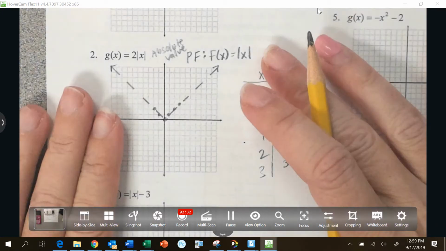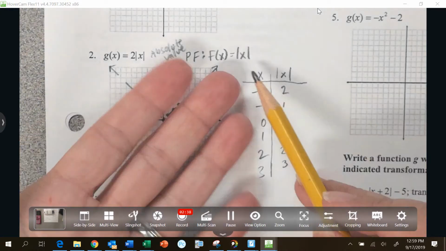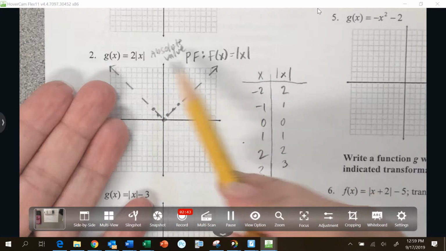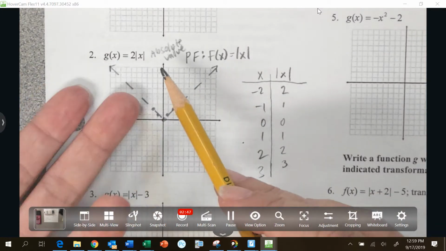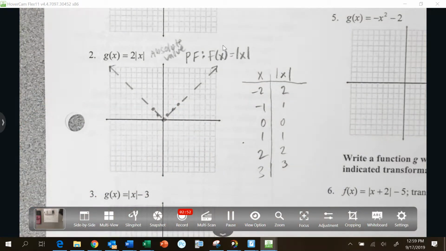So this is the parent function. Now we have to do transformations, and transformations come from what is different from the parent function to the g function. What's different? There's a 2 in front of it. What operation is that one? What kind of stretch? You are right.